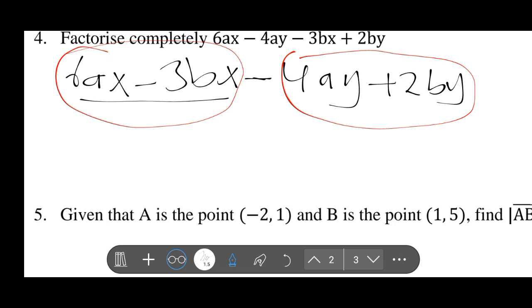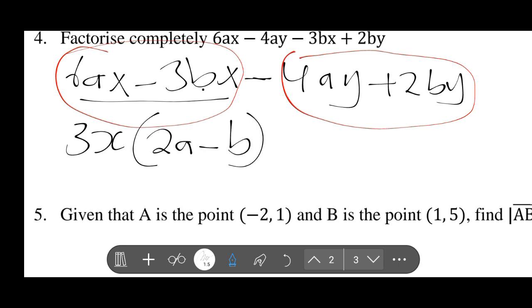So then we have 6ax minus 3bx. When we factorize, we find the same answer. So what is the common factor here? The common factor is 3x. Then you open bracket: 3x into 6ax, the answer is 2a; minus 3x into 3bx, the answer is b. You close bracket.